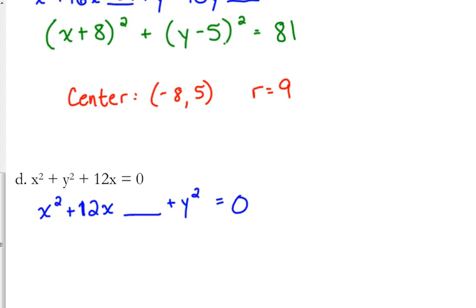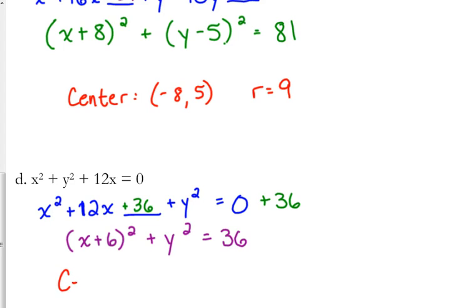So we only have to complete the square once for this one. 12 divided by 2 is 6, 6 squared is 36. Don't forget to add it to the other side or you won't have a radius. So we've got x plus 6 squared. Where did r come from? I just said radius, that's where r came from. x plus 6 squared plus y squared is equal to 36. So the center is negative 6. What's our y coordinate? Zero, because it was just y squared. And the radius is 6.